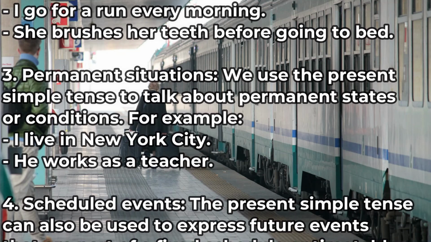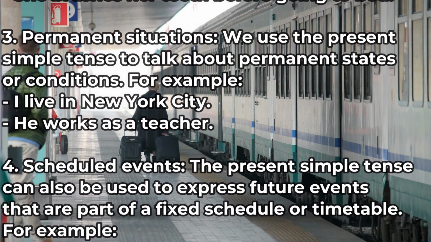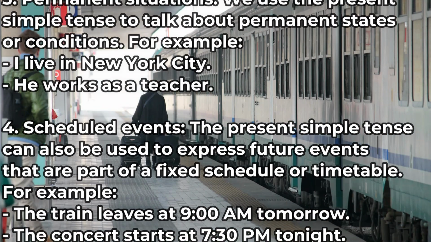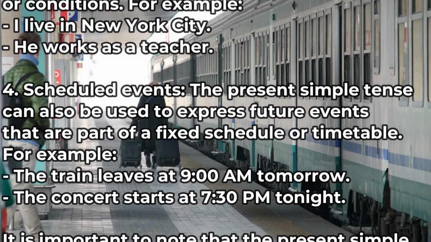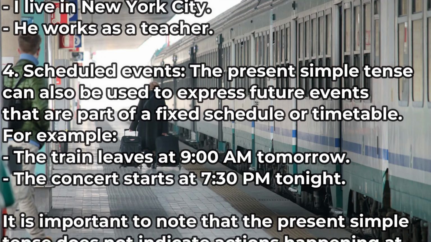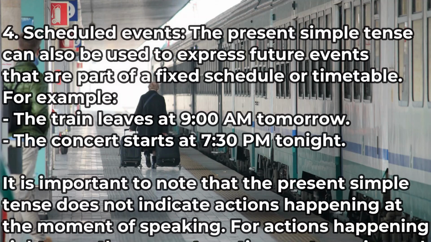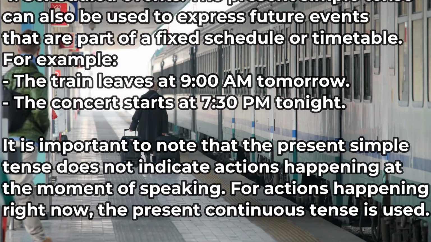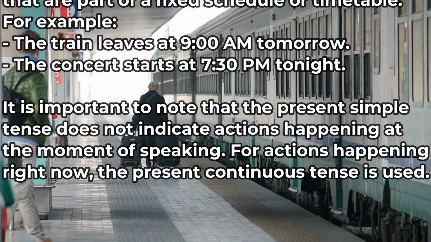4. Scheduled events. The present simple tense can also be used to express future events that are part of a fixed schedule or timetable. For example, the train leaves at 9 a.m. tomorrow. The concert starts at 7:30 p.m. tonight. It is important to note that the present simple tense does not indicate actions happening at the moment of speaking. For actions happening right now, the present continuous tense is used.